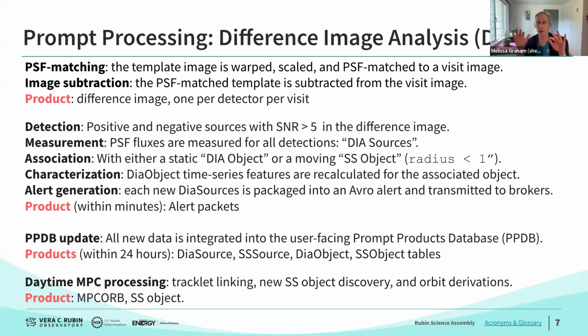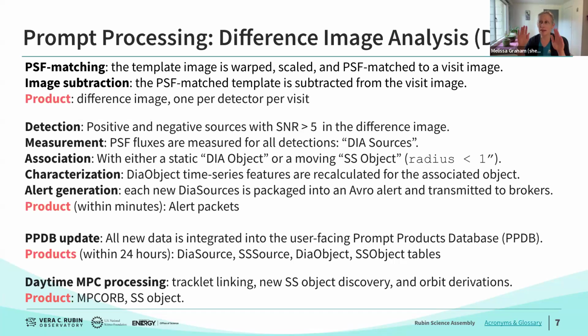All right, the next step once this difference image exists is source detection. Positive and negative sources with signal to noise ratio greater than 5 in the difference image count as detected. Measurement is run with PSF fluxes measured for all detections. This goes into the DIA sources table.